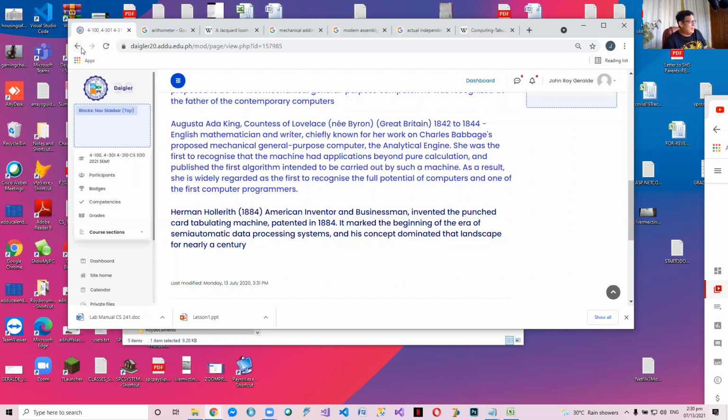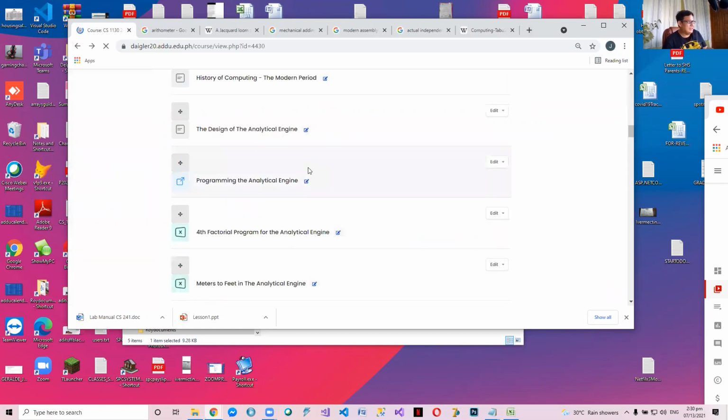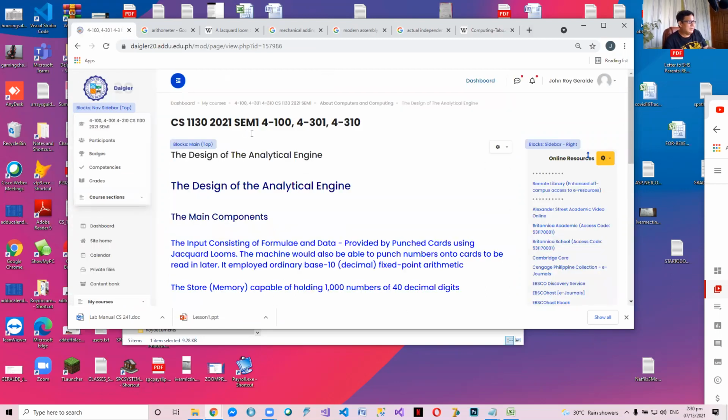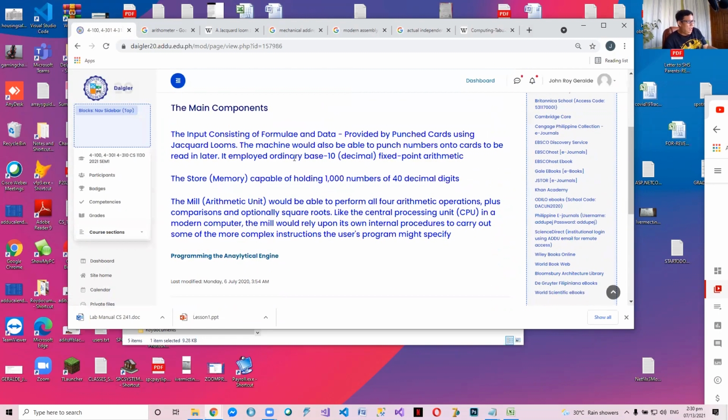So this is it. Now, let's look at the work of Charles Babbage, the analytical engine. The design of the analytical engine. This is its main design. There are three main components.